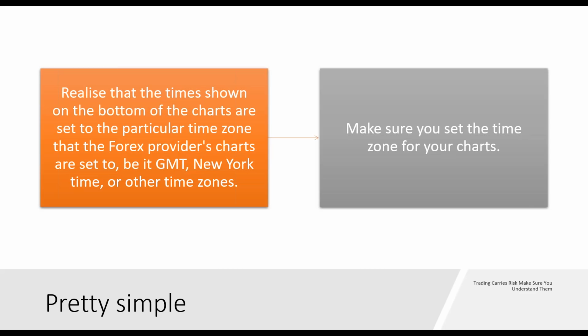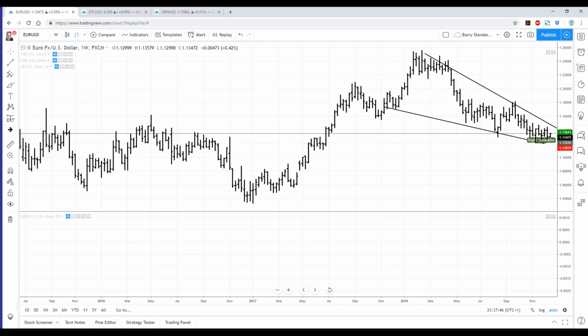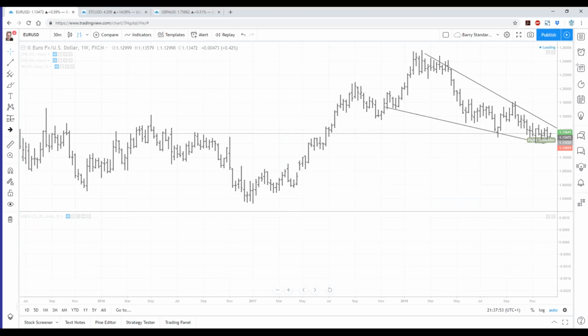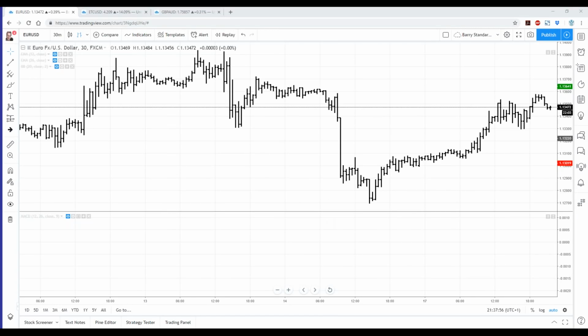Now also realize that the times on the bottom of the chart are set to a particular time zone. Let me pop that up here and show you. Let's go back to a half hour. See on the bottom of the chart, we have 12 noon, we have 1800. This is where the price is at 1800. This is where the price is at 2000. My charts are set to GMT time.